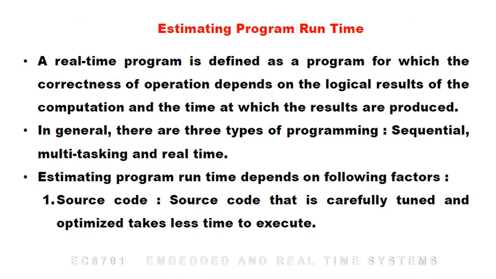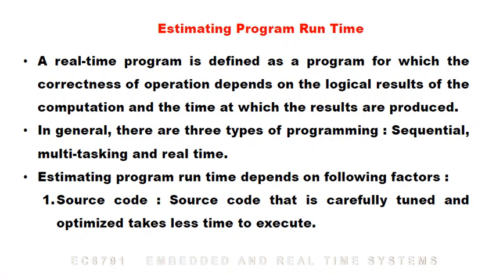A real-time program is defined as a program for which the correctness of operation depends on the logical results of the computation and the time at which the results are produced. In general, there are three types of programming: first one sequential, then multitasking, and real-time.